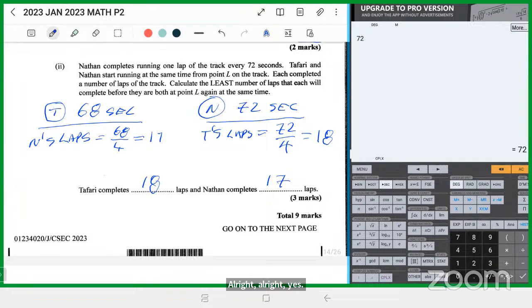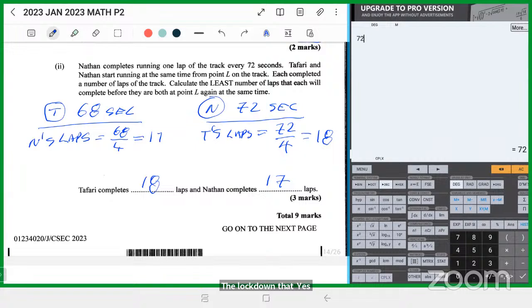Nathan the more lap? Tafari the more lap, Tafari runs faster. I said this is Tafari's laps. How many laps does Tafari have to do? Tafari has to do 18 laps. Nathan's time is 72 seconds per lap. So Tafari has to match that 72 seconds. Each of the 4 seconds that Tafari is doing faster will make up to 72 seconds to match the lap time that Nathan is doing. You understand?